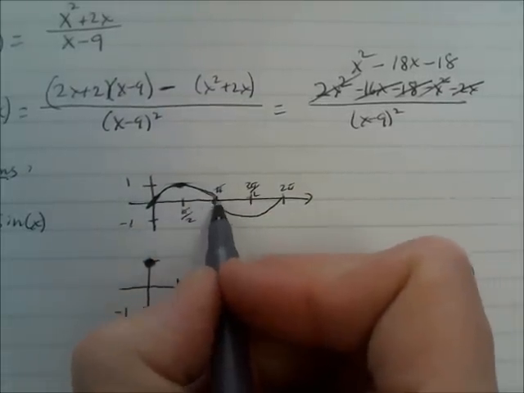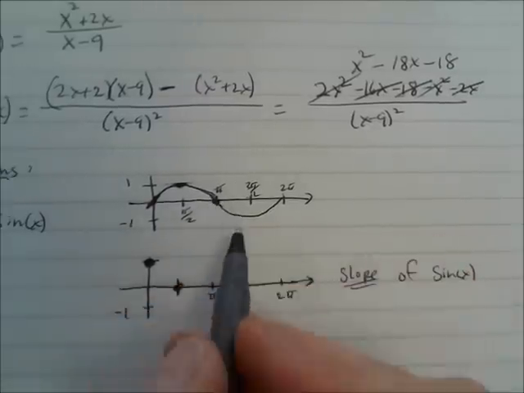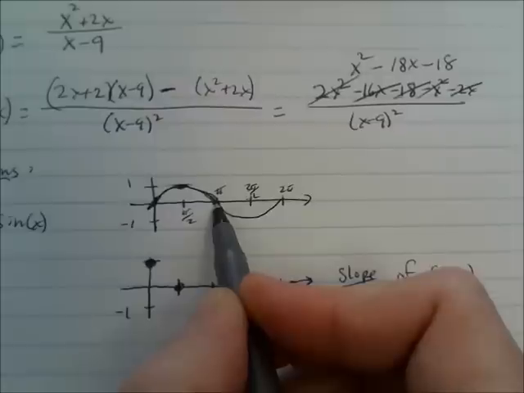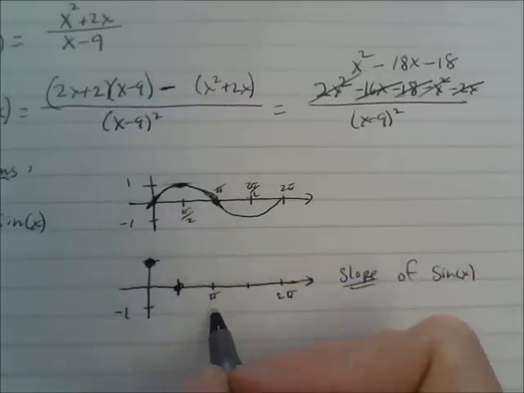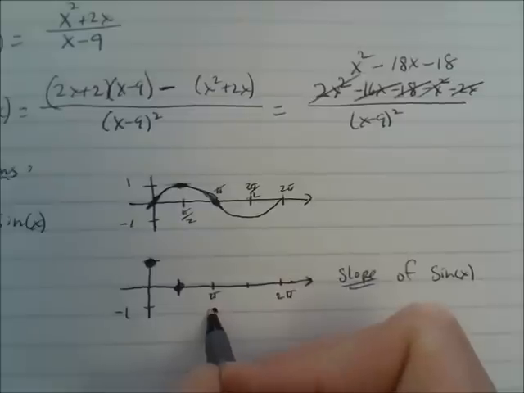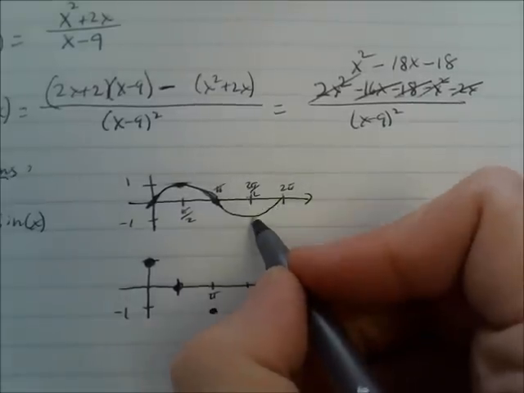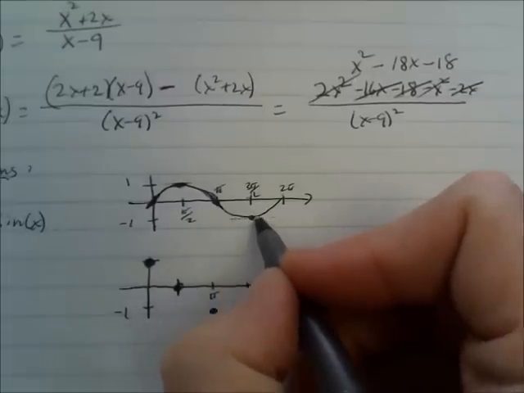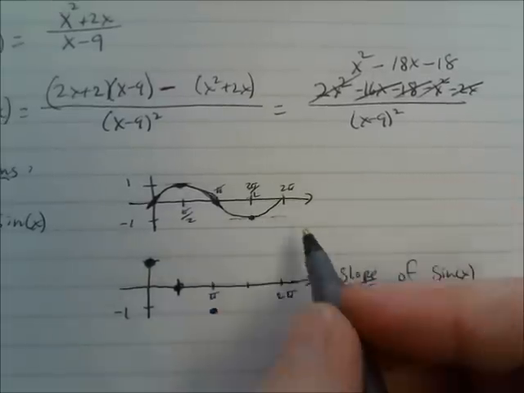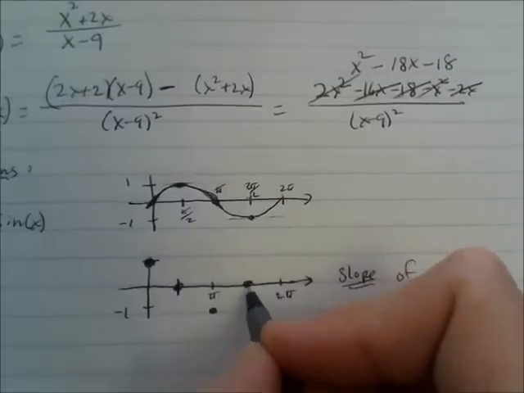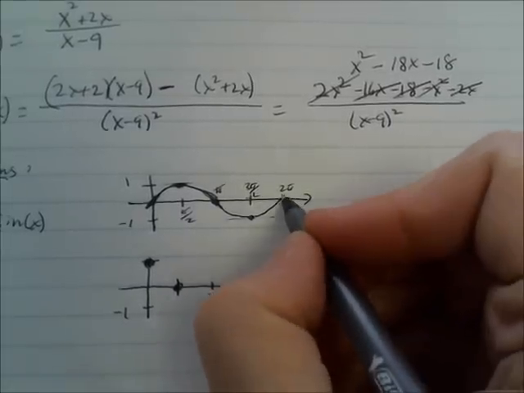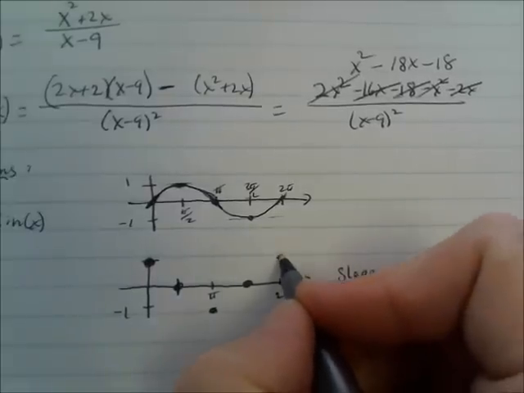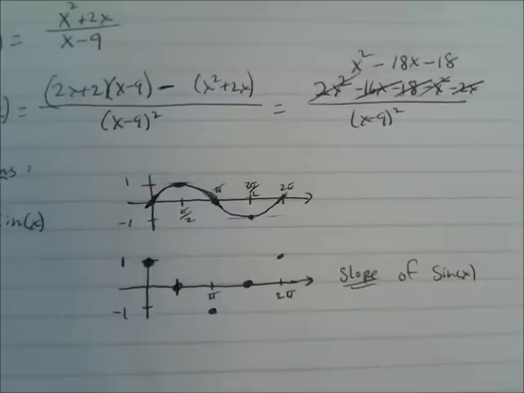Now we're going to go over here to x equals pi, and this slope has actually been calculated to be negative 1. So at pi, the slope of the sine graph is negative 1. Down here at 3 pi over 2, this is a place where it bottoms out, so the tangent line to this curve would have a slope of 0. So we're going to plot that here. And then back here at 2 pi, the slope is equal to 1. So here's a positive 1 up here.